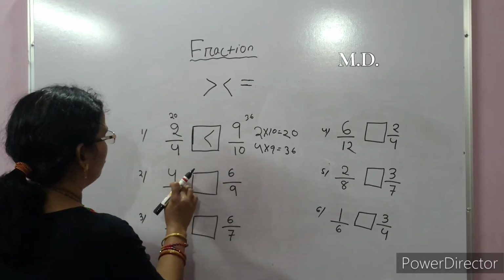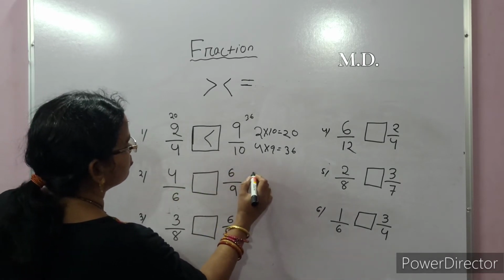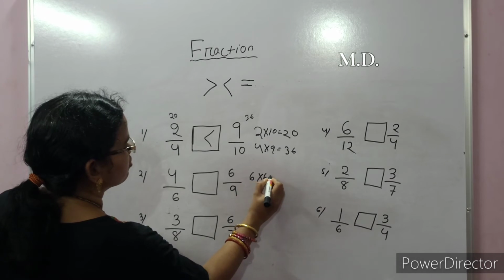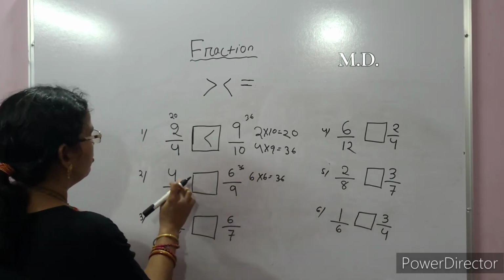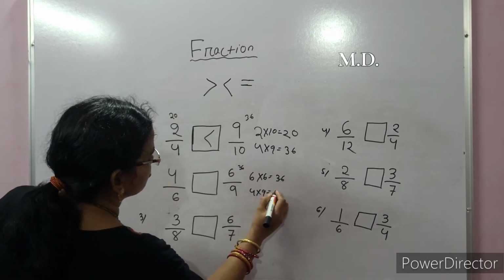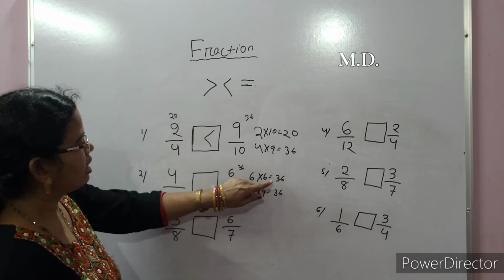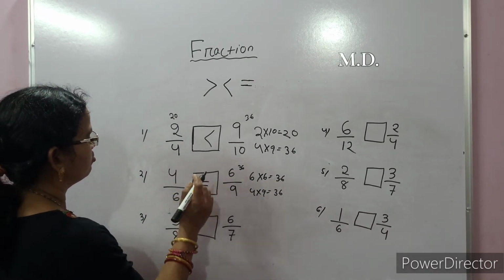Then cross multiplication. 6 into 6, 36. 4 into 9, 36. 36 and 36 both are equal. This is the equal fraction.